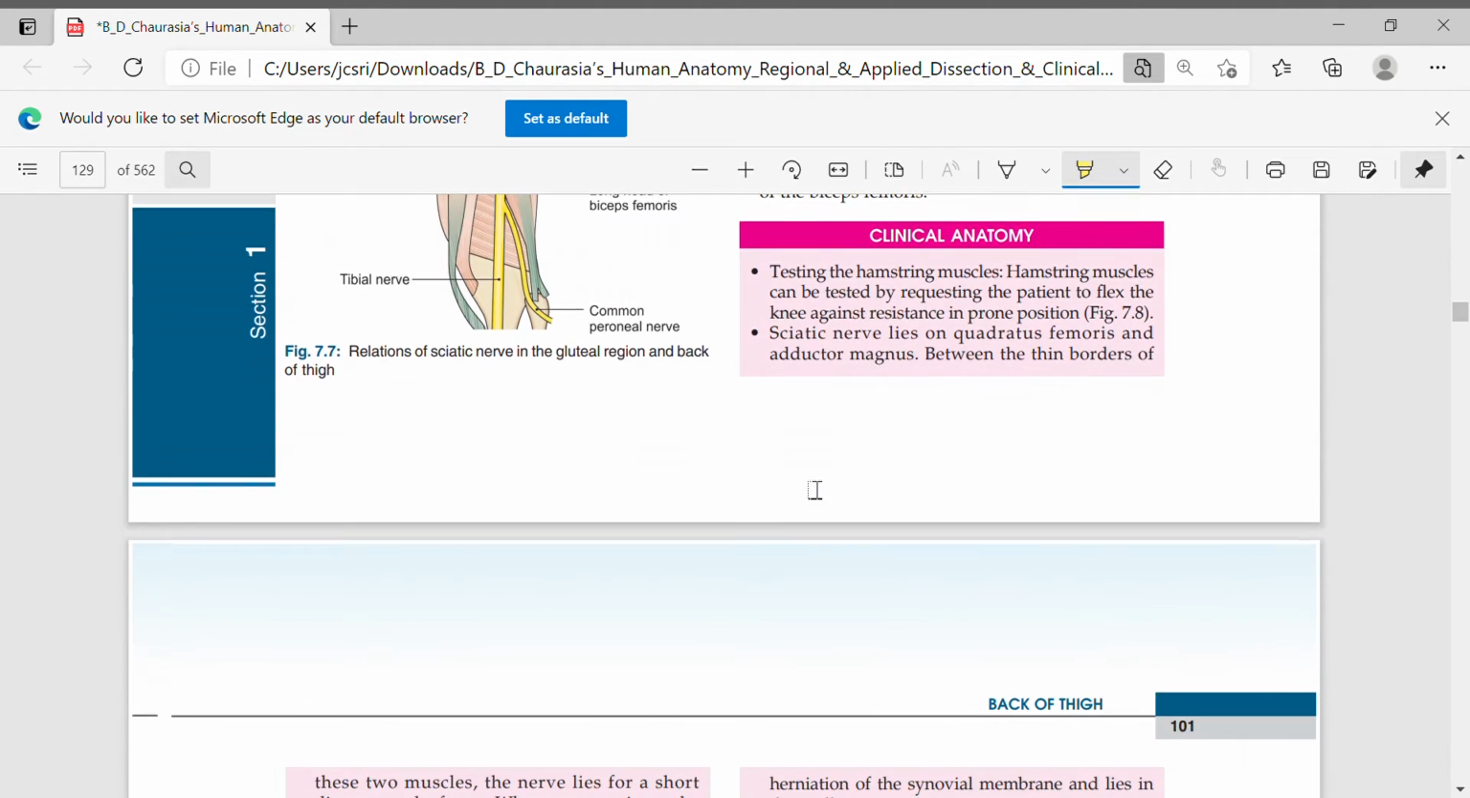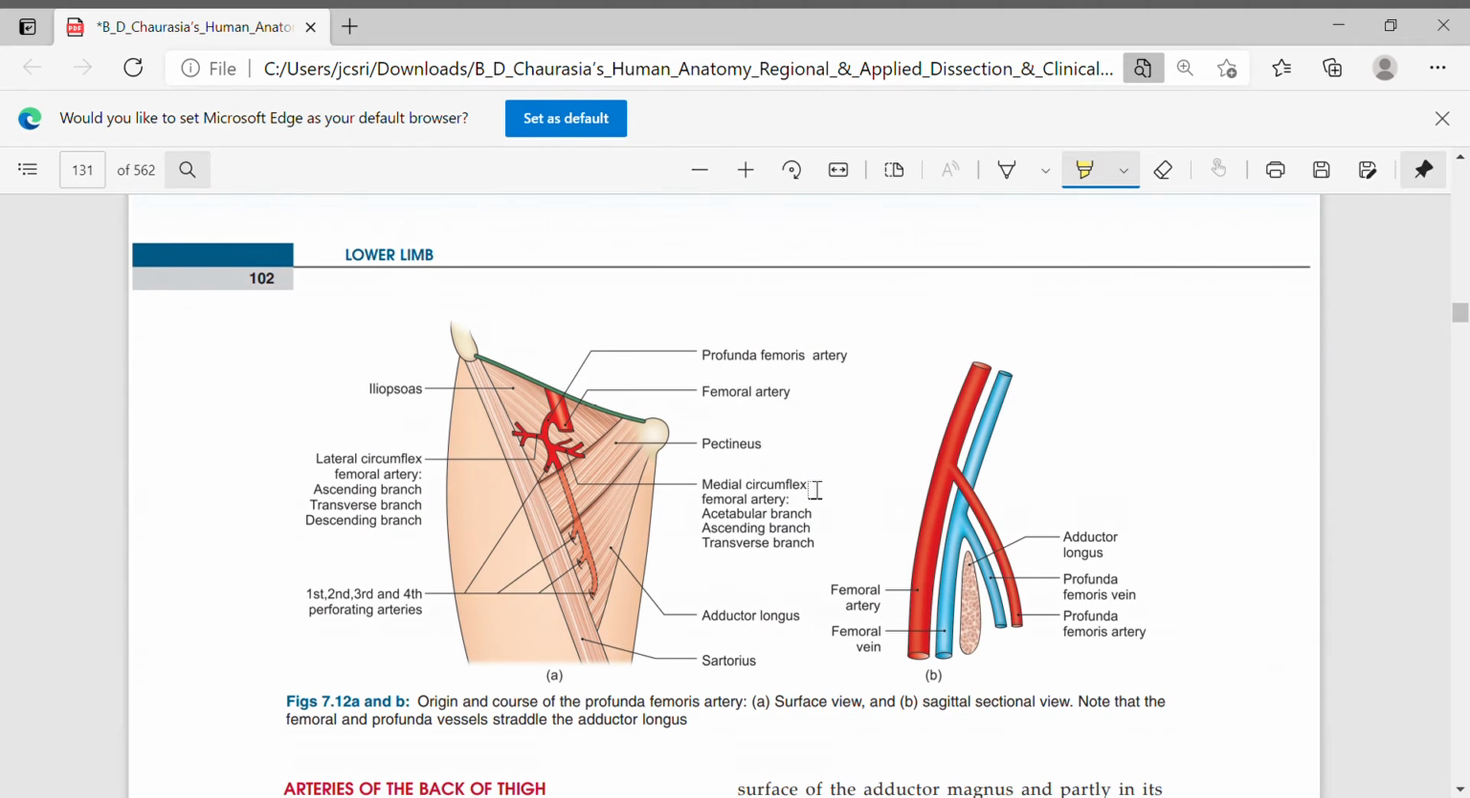Okay, then we come across the branches of the sciatic nerve. You should know the origination of the sciatic nerve. What is the root value of the sciatic nerve? What are the relations, what are the branches, and what kind of anatomy does the sciatic nerve have? Those are very important in the sciatic nerve. So let me give you an idea of the sciatic nerve.